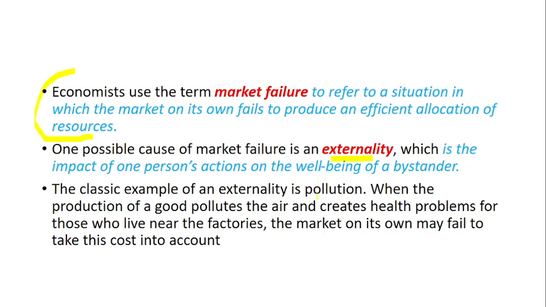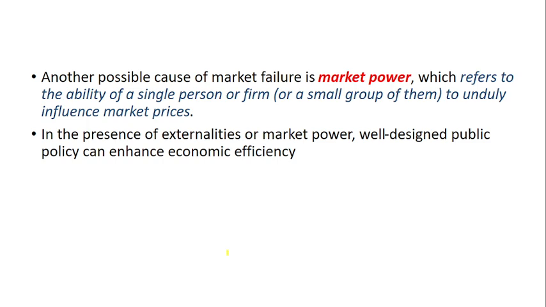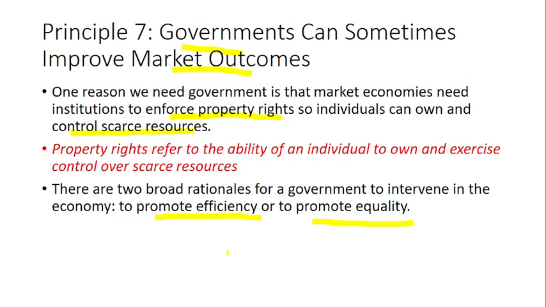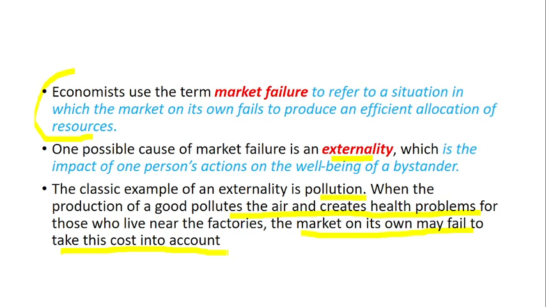The classic example of externality is pollution. When the production of a good pollutes the air and creates health problems for those who live near the factories, the market on its own may fail to take this cost into account. So therefore, to solve the problem of negative externalities and market failures, we need the involvement of government. That is why we often say that governments can sometimes improve market outcomes.